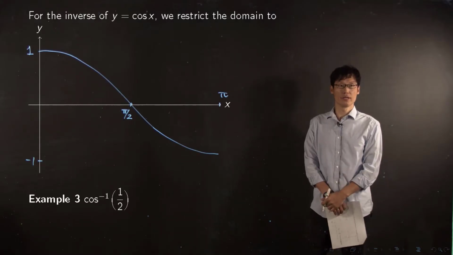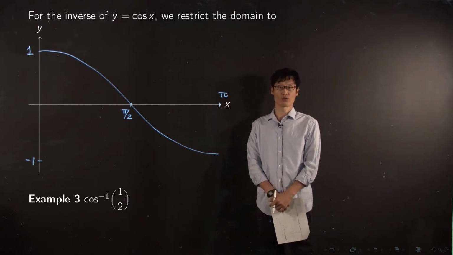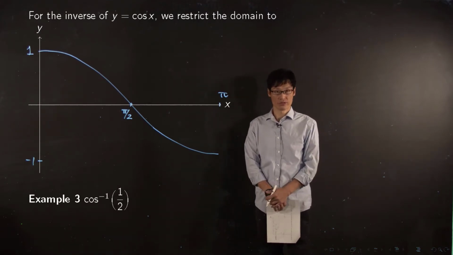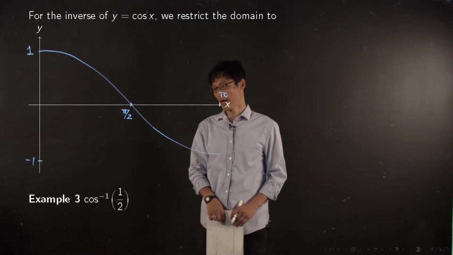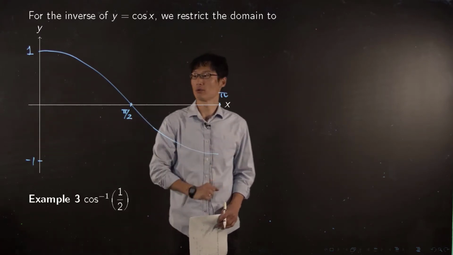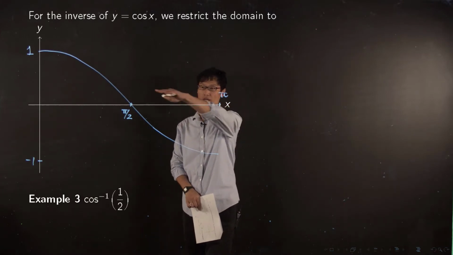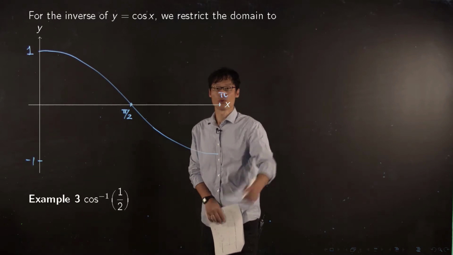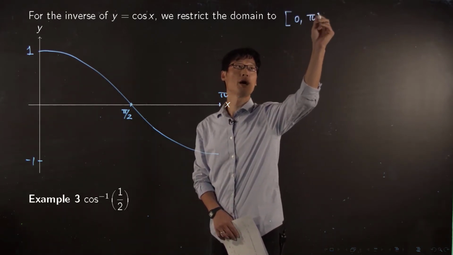All right, the next function is the inverse of cosine. Again, cosine is not a one-to-one function, but again, we can restrict the domain so that we can define an inverse. As you see here, if you restrict the domain to the interval from 0 to pi, we have a curve like this. Whenever you draw a horizontal line, it intersects the curve at most once. So this is a one-to-one function. So we restrict the domain to from 0 to pi.